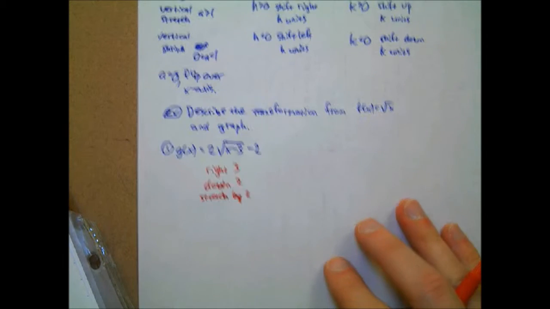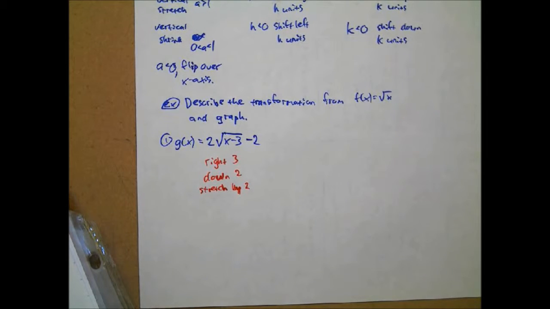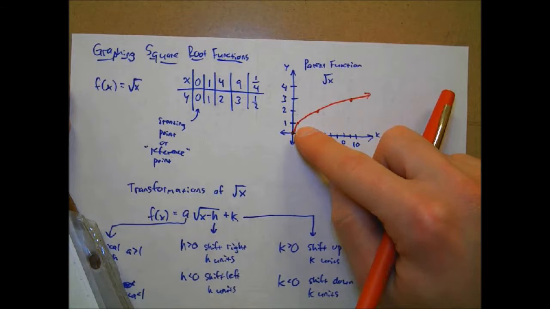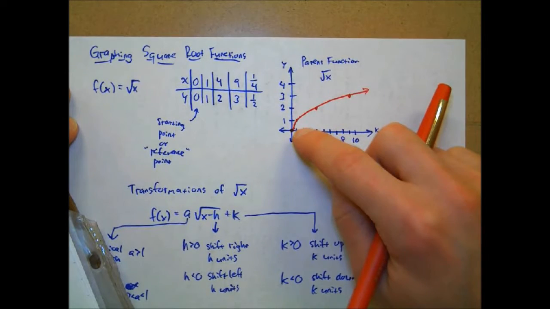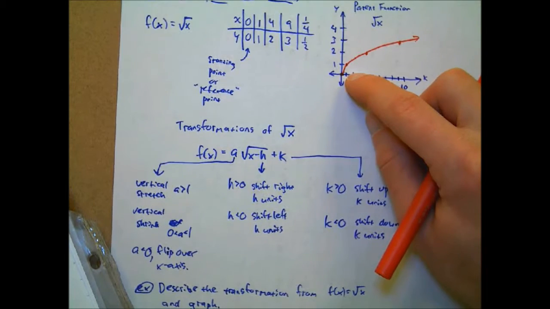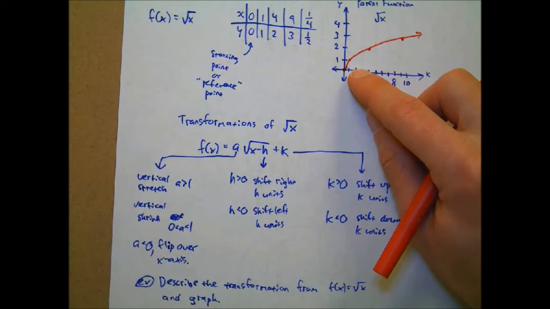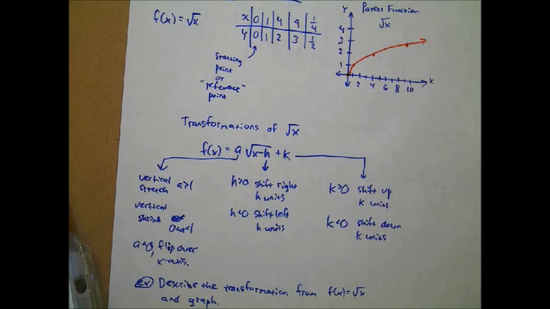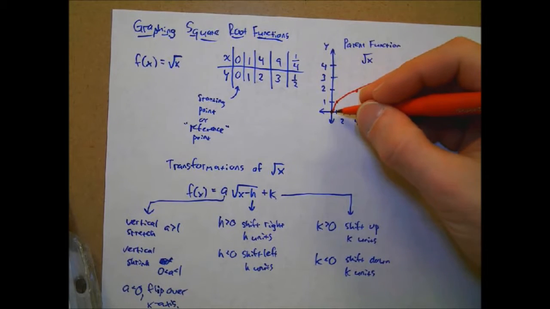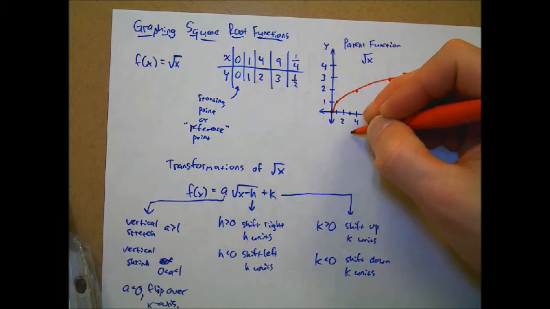All right, so let's see what that means. Think back to our parent function, and we're going to think back to 0, 0. According to Samantha, we're going to move that right 3 and down 2. If I count right 3, 1, 2, 3, and down 2, 1, 2, I'll be at 3, negative 2. Okay, so I'm going to go ahead and make a table here.